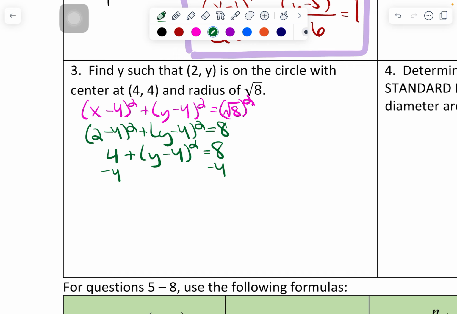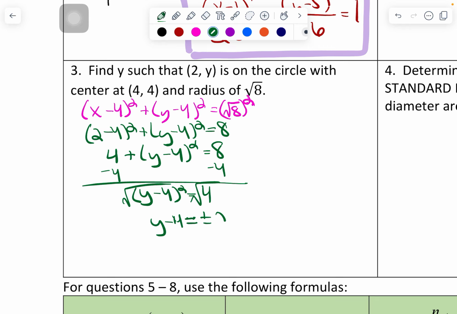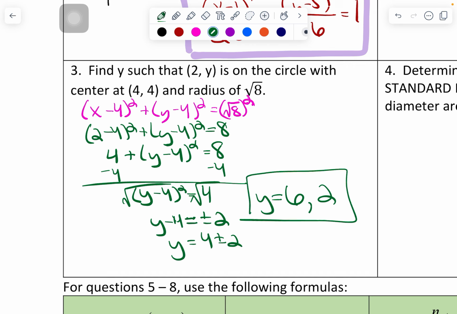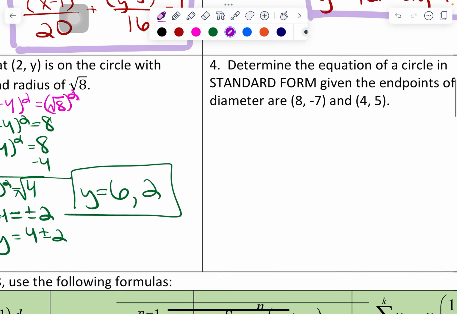I'm going to subtract 4 from both sides. So y minus 4 squared is equal to 4. Okay, so y minus 4 is equal to plus or minus 2, which means that y is equal to 4 plus or minus 2. So 4 plus 2 is 6, 4 minus 2 is 2, and that is what y is equal to. Either 6 or positive 2.